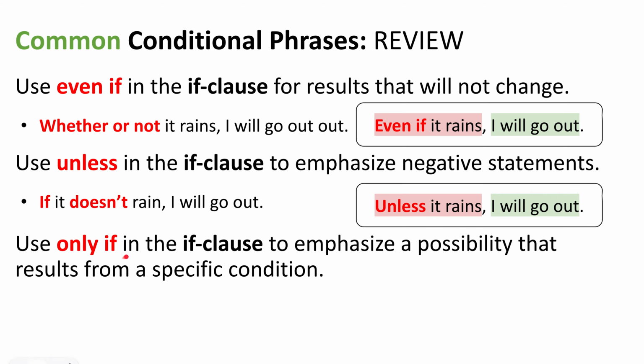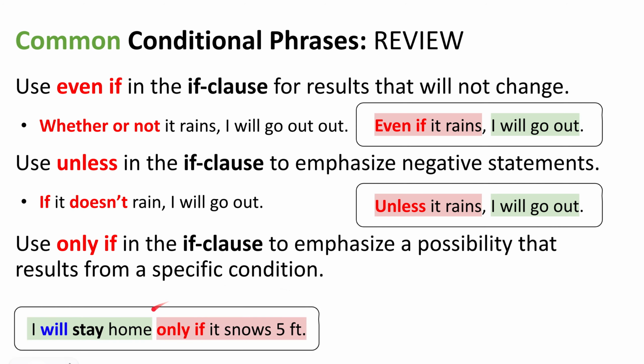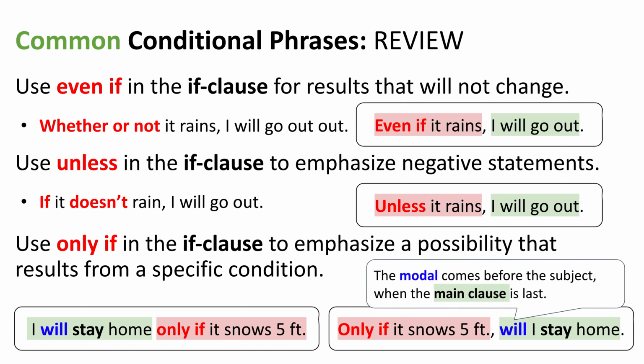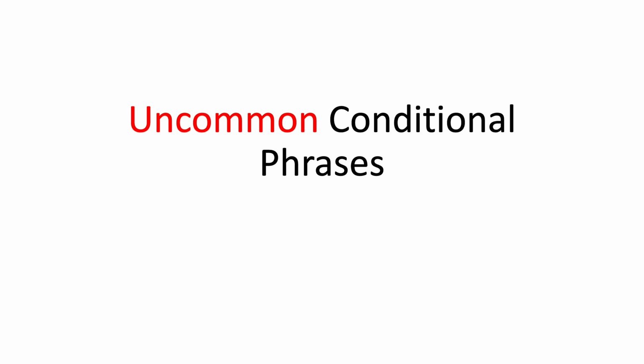We use only if in the if clause to emphasize a possibility that results from a specific condition. For example, I will stay home only if it snows 5 feet. Only if it snows 5 feet will I stay home. Note, the modal comes before the subject when the main clause is last. Okay, moving forward now, let's look at uncommon conditional phrases.